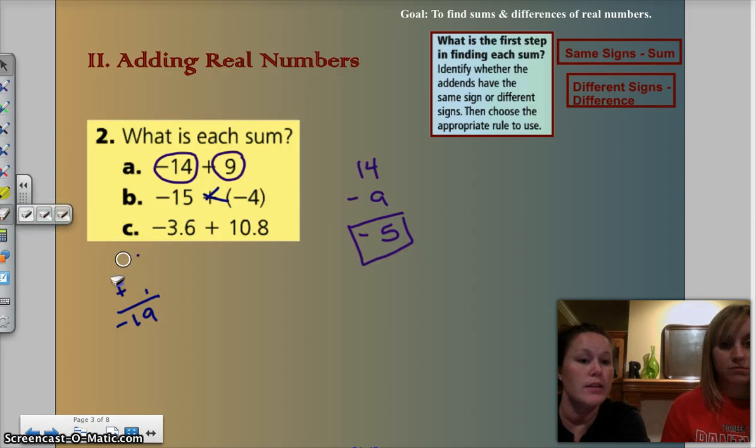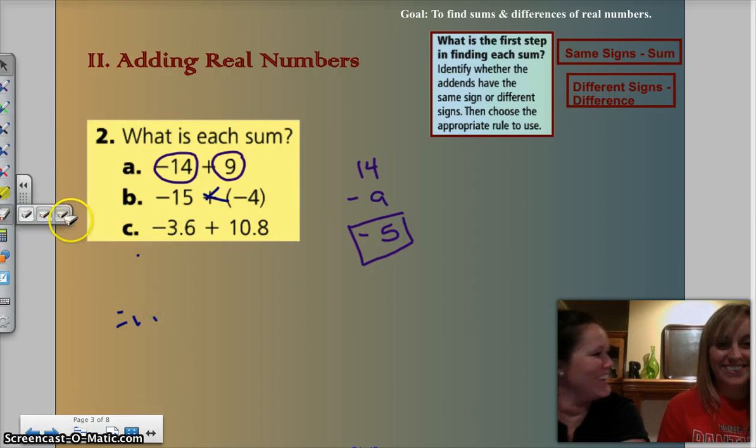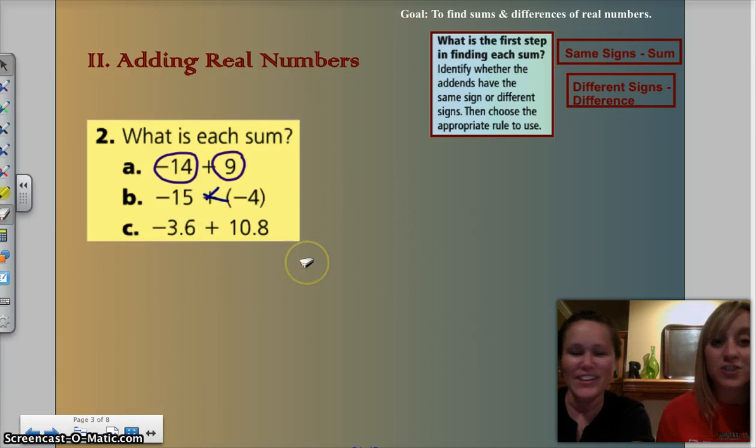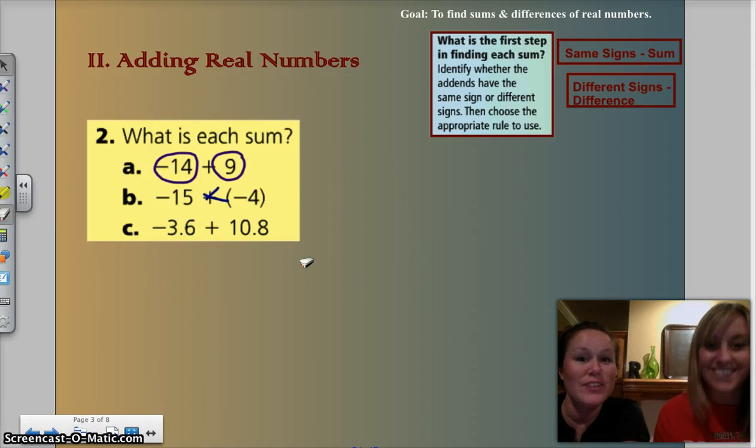Next is -3.6 plus 10.8. Why don't you take this one? Actually, why don't you do it? Pause it. See if you can get it.